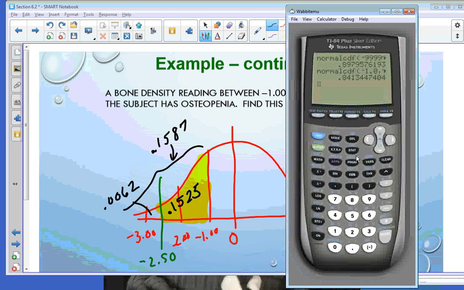We're going to go to our second distribution, our normal distribution, go down to number 2 there. My lower end now is going to be -2.5. So again, you see how critical it is just to draw that curve. My upper is -1.0. I'm going to cursor down. You're going to close your parenthesis and hit enter. And we're going to get 0.1525, which is exactly what we got using our table.